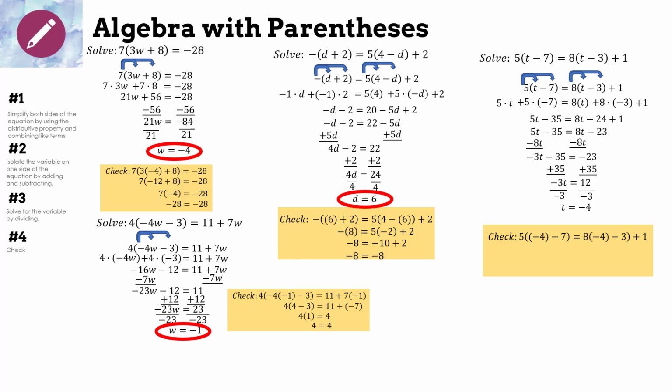What we're going to do is put negative 4 in for t in our equation. Then we're going to follow the order of operations. Negative 4 minus 7 is negative 11. Negative 4 minus 3 is negative 7. 5 times negative 11 is negative 55. 8 times negative 7 is negative 56, plus 1. Well, negative 56 plus 1 is negative 55. Since those are equal, negative 55 equals negative 55, that is true, so t equals negative 4 is our solution.